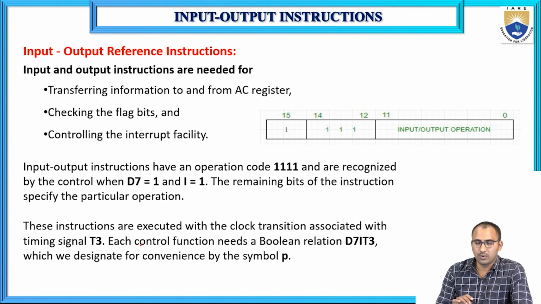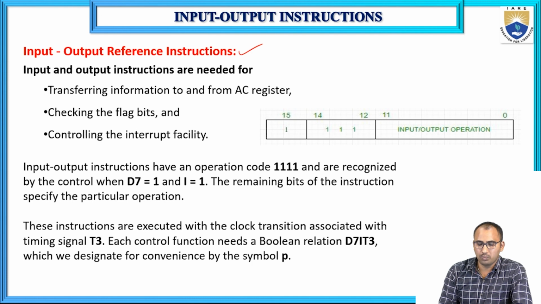Coming to the input-output reference instructions. Already we have seen the instructions are classified into different types. Mainly 3 types: the first is input-output reference instructions, the second is memory reference instructions, and the third is register reference instructions. These are the 3 main important classifications of instructions. In the previous class we have seen register reference instructions and memory reference instructions. Now we are going to have a look at input-output reference instructions.